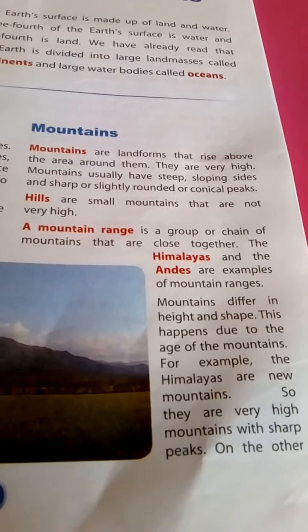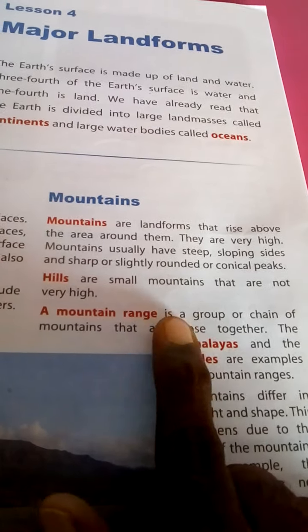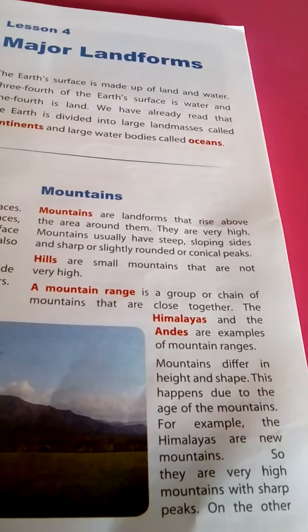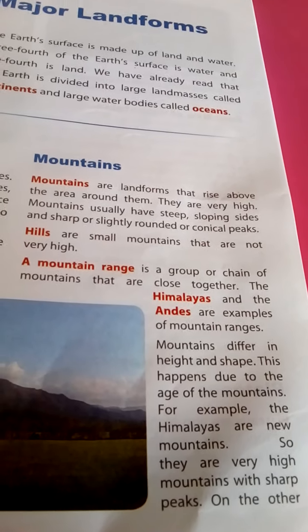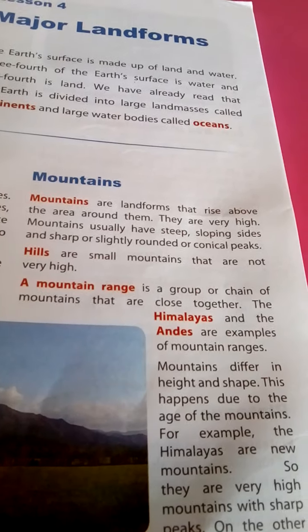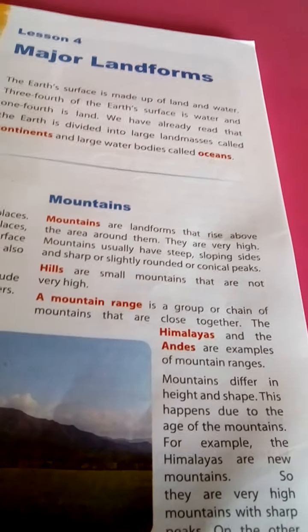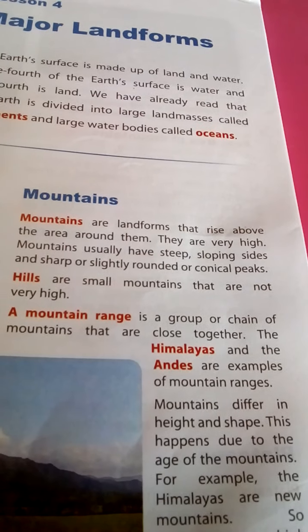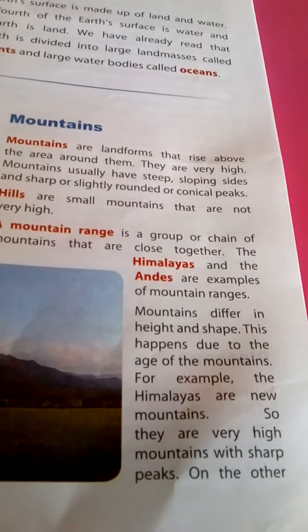Now we are going to see about the mountain range. A mountain range is a group or chain of mountains that are close together. What are examples of mountain ranges? The Himalayas and the Andes are examples of mountain ranges.